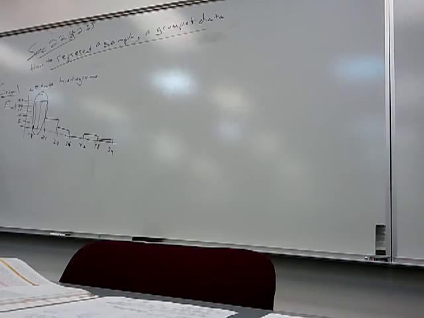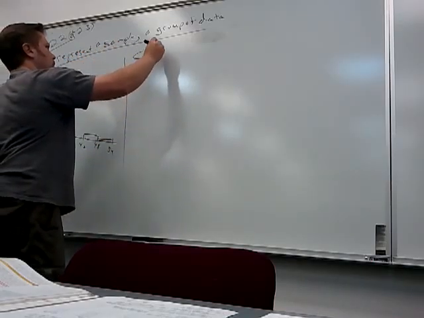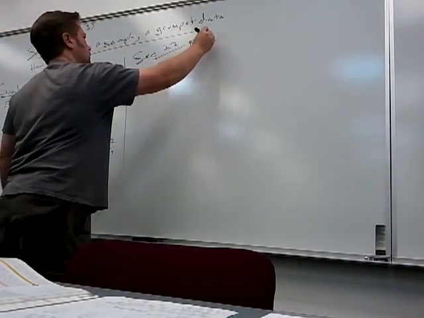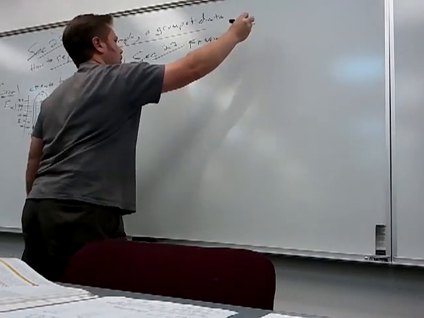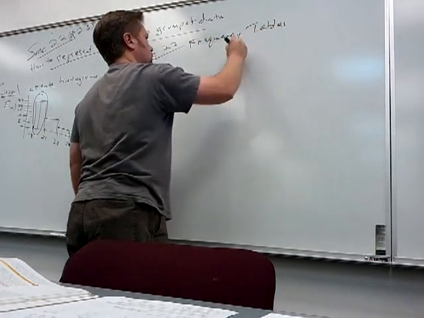I wish they would have just made one section out of it, but they didn't. Too bad. So section 2.2 is all about what's called frequency tables, frequency distributions.